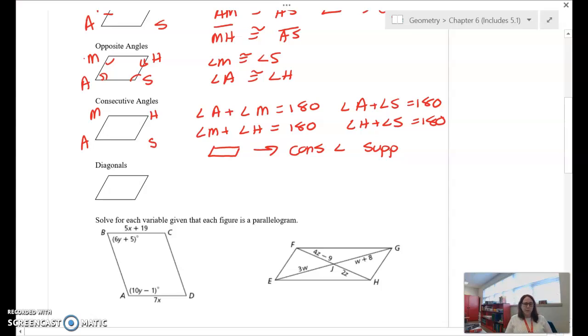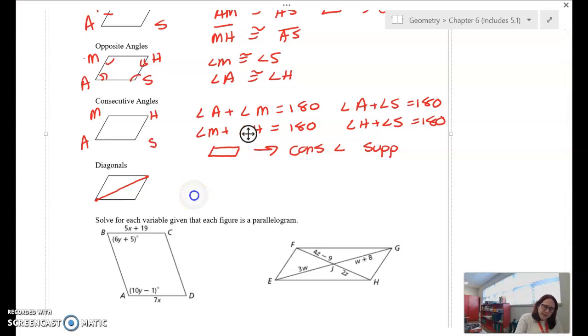Diagonals. So in a parallelogram, I can put in one diagonal. Actually, I can put in two. And what I'm going to do is pick a corner and go to the opposite side, so skip the angle that's right next to it. So skip the consecutive one. I'm going to take my other corner, go across, skipping the consecutive one.